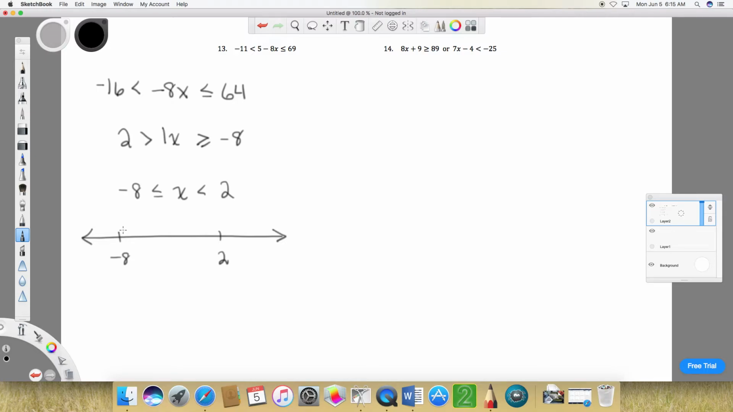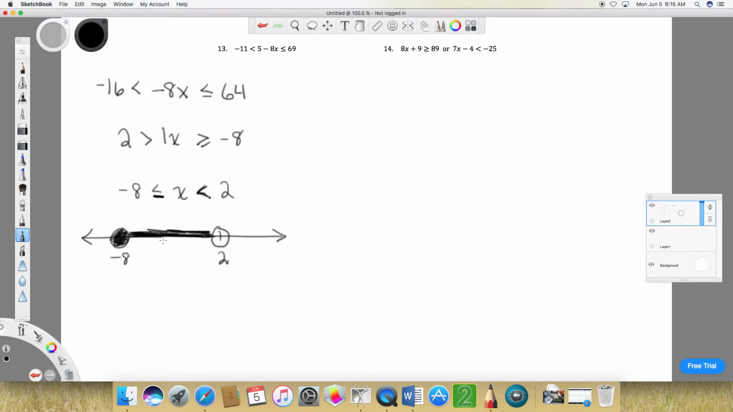Now, I have to determine whether I want to shade these endpoints or keep them hollow. Since this contains equality, since it's underlined there, it's less than or equal to, and I shade in my negative 8, that endpoint. On the other endpoint, however, since it's a strict inequality, we don't see that it's underlined. I'm going to leave that hollow. And x is negative 8 is less than or equal to x, which is less than 2. It makes all the values that are between there the points of interest.